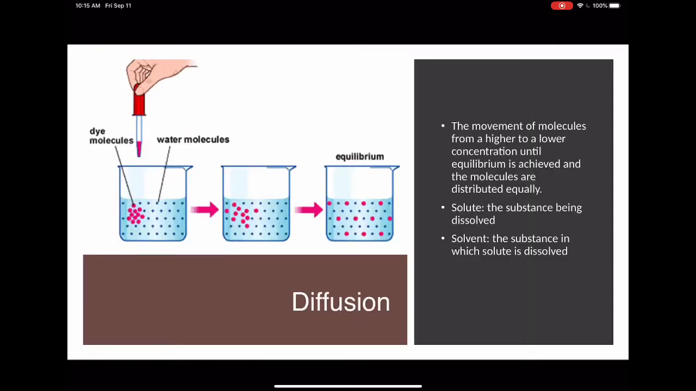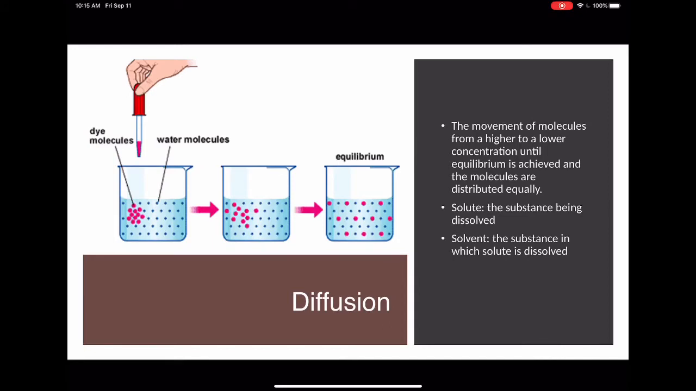All right, so diffusion. Diffusion is a very important process in biology. But it's also a very inefficient process in biology. And so the cell basically works to overcome this. So the basic principle of diffusion is that there's a general movement of molecules from a higher concentration to a lower concentration until equilibrium is achieved and the molecules are distributed equally.